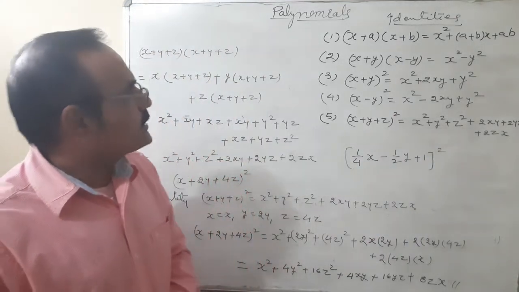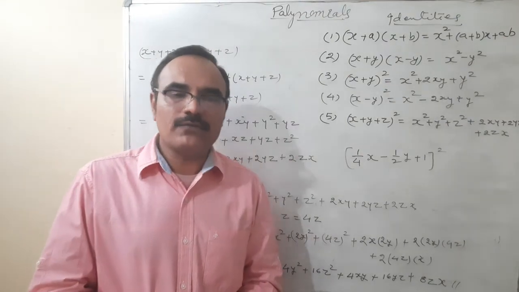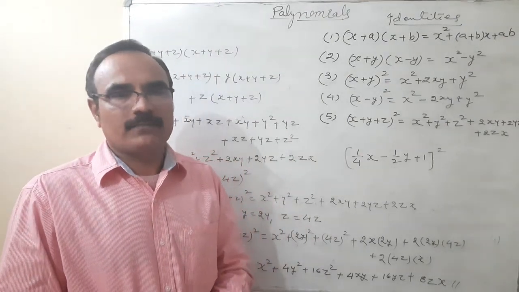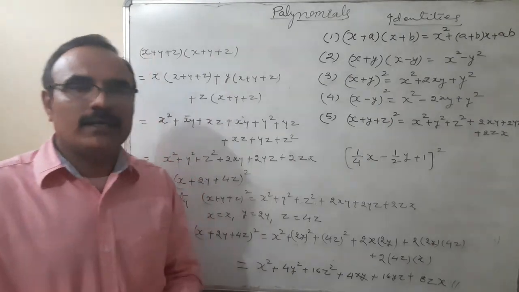Okay friends, so these are the 5 identities, and the remaining 5 identities which are left will be discussed in my next lecture.